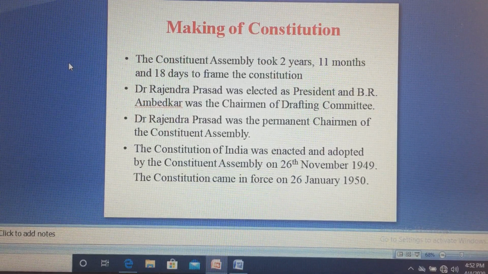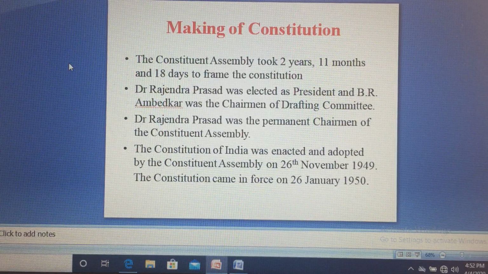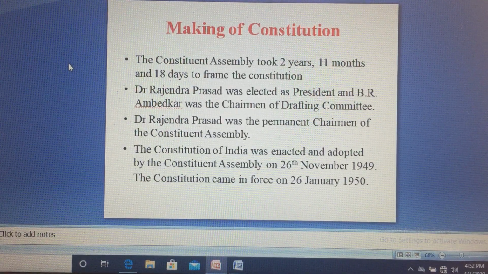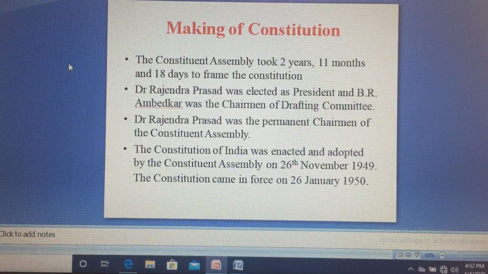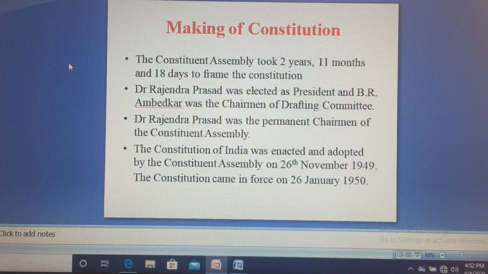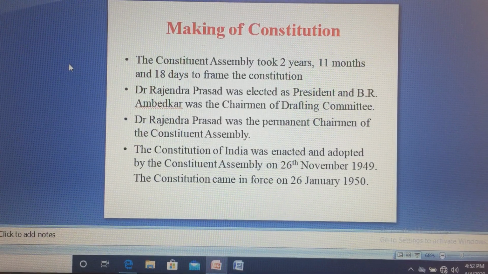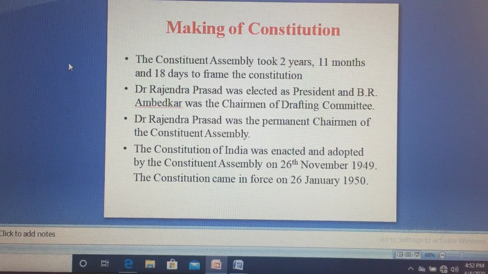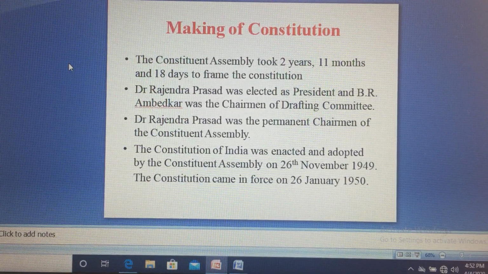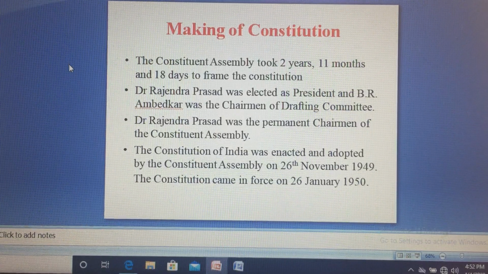From that day, India became a republic and we got our president. The first president, in 1950, was Rajendra Prasad. In 1947, India got independence. From 1947 to 1950, we did not have a president. We had a viceroy. Lord Mountbatten was the last viceroy who left India in 1947, once India became independent.